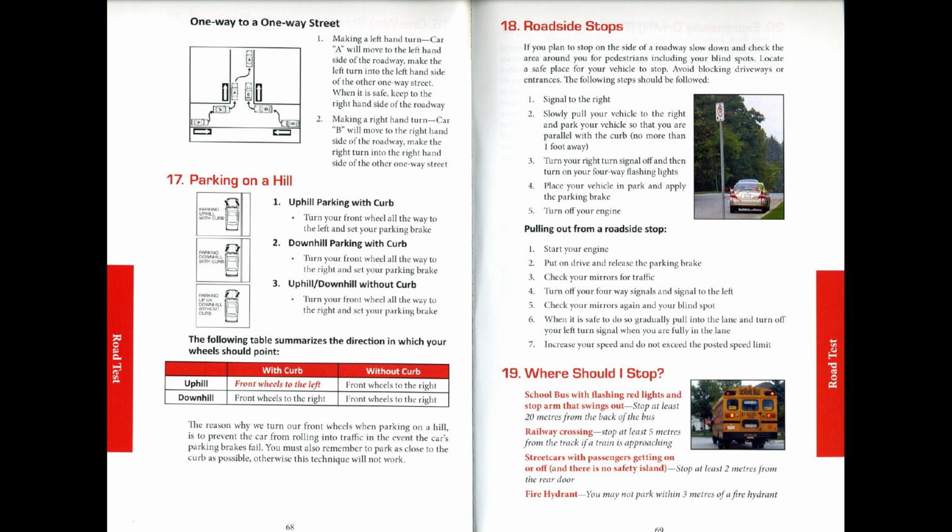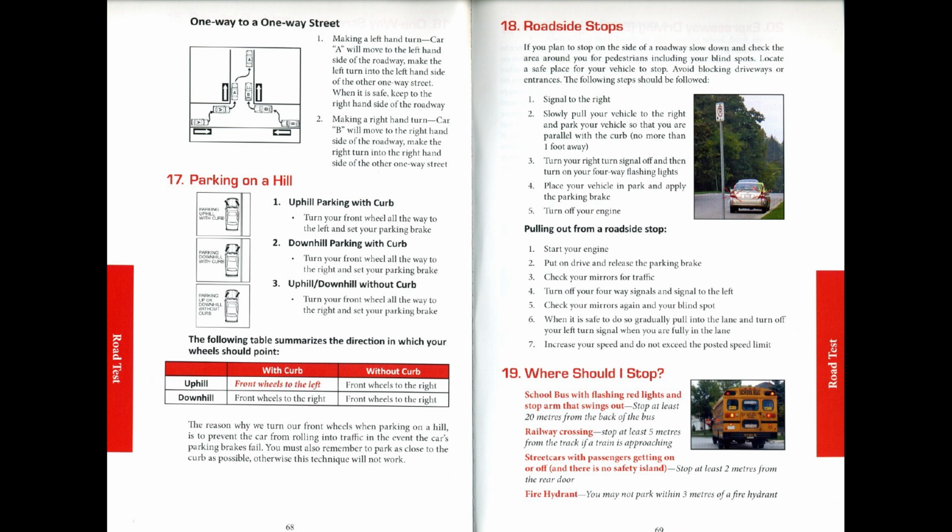Signal to the right. Slowly pull your vehicle to the right and park your vehicle so that you are parallel with the curb, no more than 1 foot away. Turn your right turn signal off and then turn on your 4-way flashing lights. Place your vehicle in park and apply the parking brake. Turn off your engine.